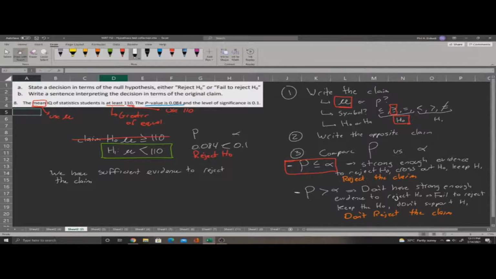Let's restate our claim. The claim was that the mean IQ of statistics students is at least 110. And let's also mention the level of significance. So we've said what we needed to say here. We've talked about the evidence. We've talked about whether we're rejecting or failing to reject. We have repeated the claim, and we've placed the level of significance. So we have what we need here.